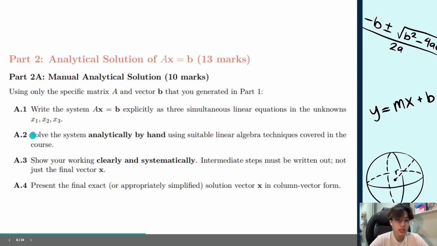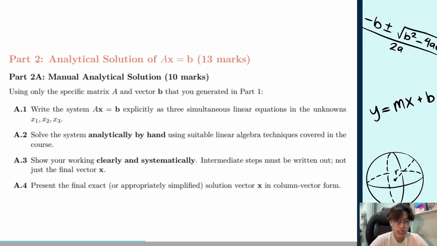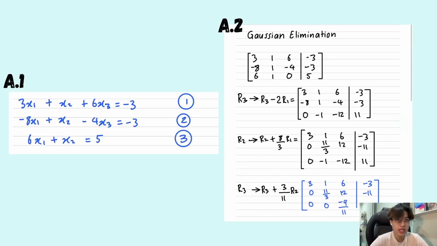Assalamualaikum. My name is Aiman Hakimi bin Ahmad Zarizi, and I will be presenting part 2A, which is the Analytical Solution of Ax = b. For part 2A, it is very simple. Just rewrite the matrix equation Ax = b as 3 simultaneous linear equations in terms of x1, x2 and x3.